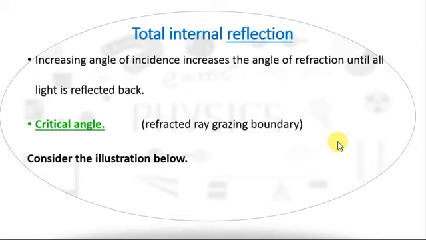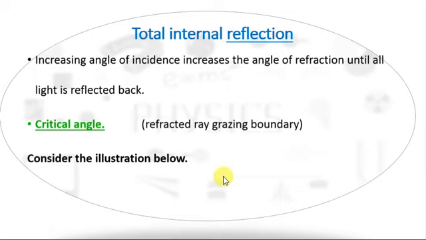Now that is what we call total internal reflection. And when this happens, the angle between the incident ray and the normal, which we call the angle of incidence, this time is given the name critical angle. And this can only be achieved if the ray is moving from a more dense to a less dense medium.